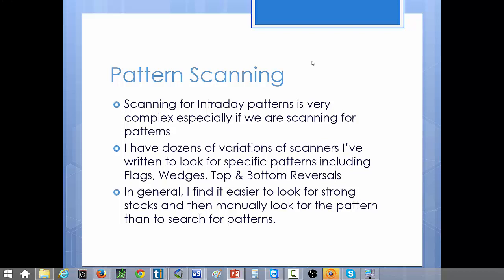So even though we will go over a few scanners that I use for scanning for patterns, in general, I find it's a lot easier to look for stocks that are strong and then go look for the patterns that we like, right? And we talked about the patterns in class 5. We were talking about the bull flags, the flat top breakouts, the flat bottom breakdowns, and the bear flags. Okay?